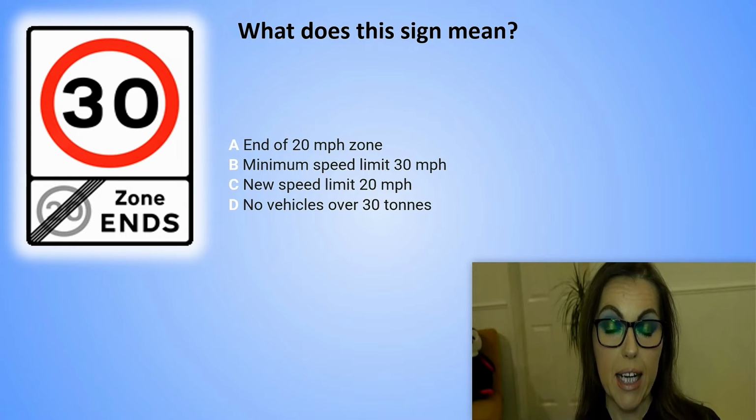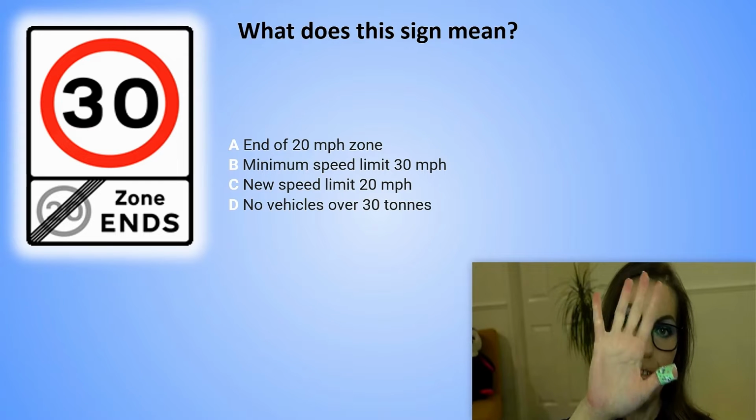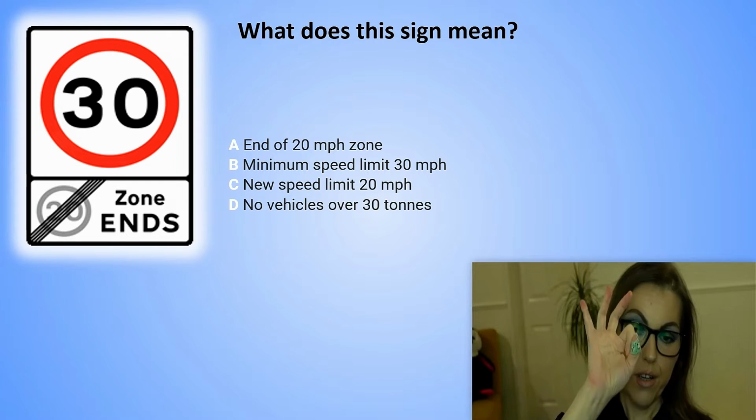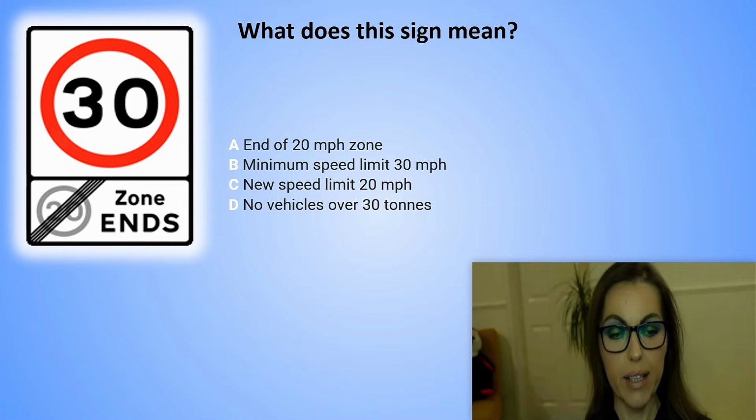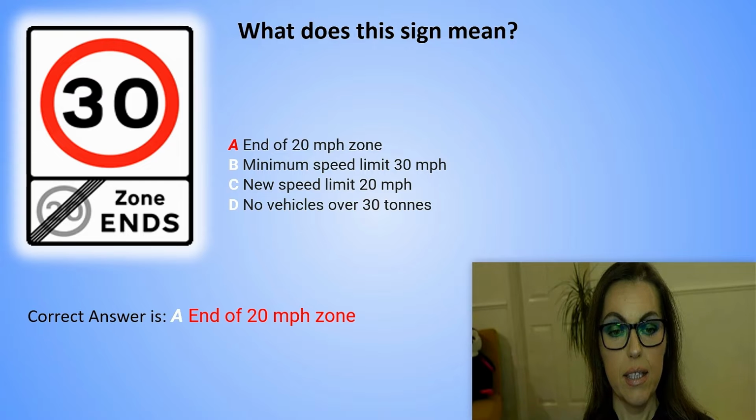And let's start with the countdown. 5, 4, 3, 2, 1. And the correct answer is A, end of 20 miles per hour zone.